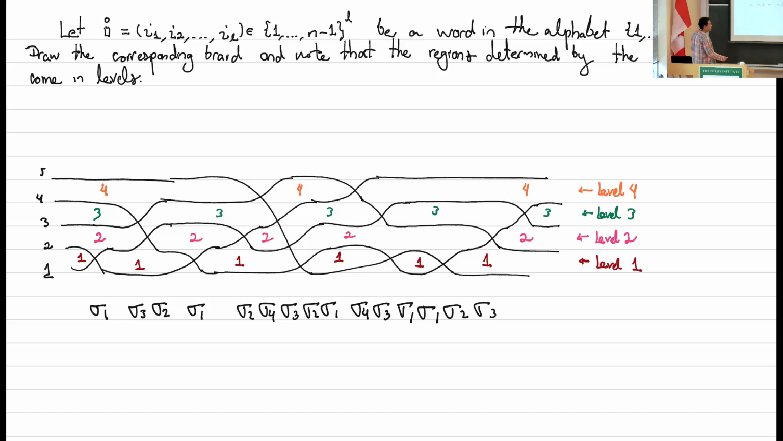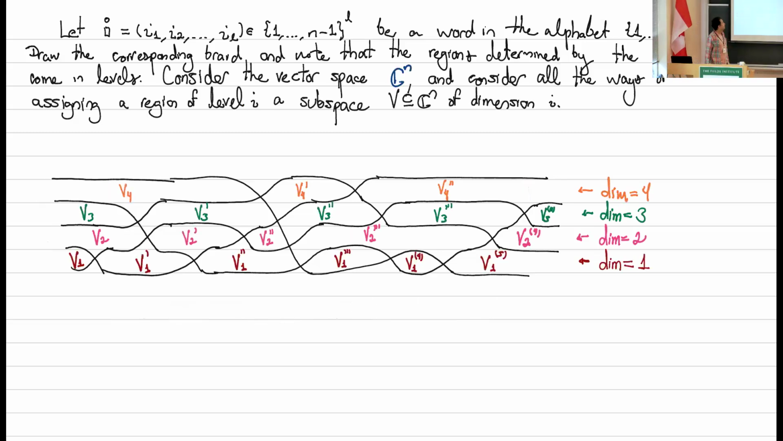Now, to define the braid variety, I will play the following game. For each region here, I will put a subspace of C^n in such a way that the dimension of the subspace is given by the level of the region. So here I put subspaces of dimension 1 of C^n, of dimension 2, 3, 4, and so on, okay? And if this reminds you of Jesse's talk from yesterday, it should. If I just take the variety given by these configurations, this is too large and it's a product of Grassmannians, so it's not that new.